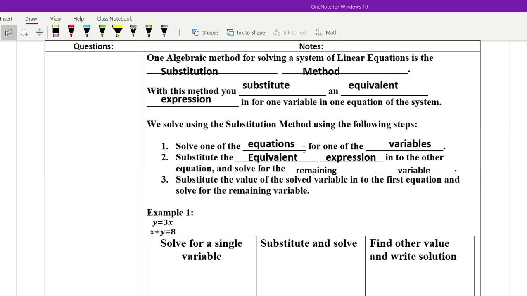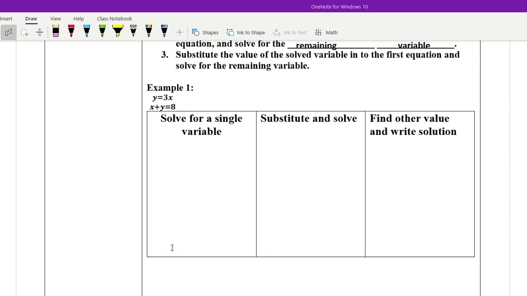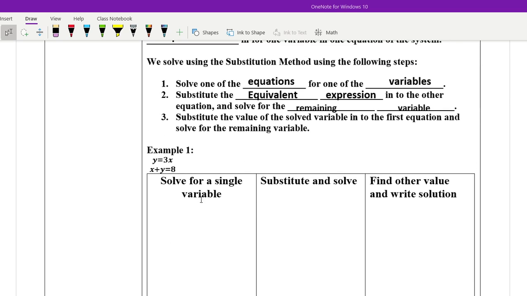Solve one of the equations for one variable. Substitute the equivalent expression into the other equation and solve for the remaining variable. And then our last step is to substitute that value of the solved variable into the first equation and solve the remaining variable. This is one of the longer written processes, but it makes it easier and you don't need to use a calculator for a majority of the math. Using these steps to explain it as the process that it is.